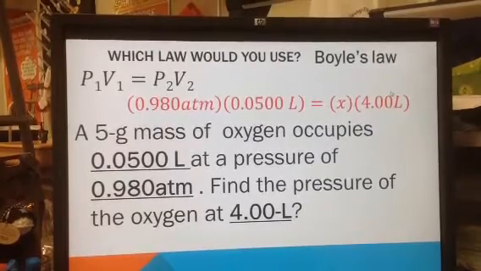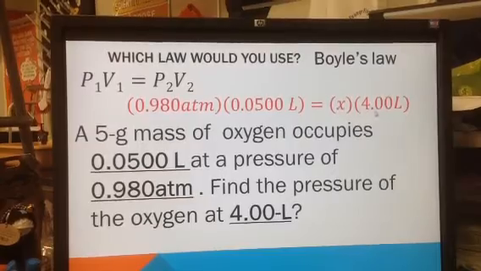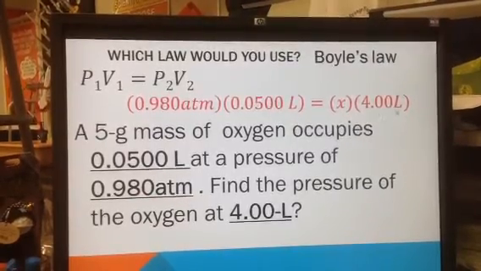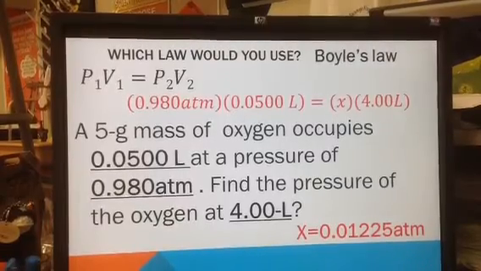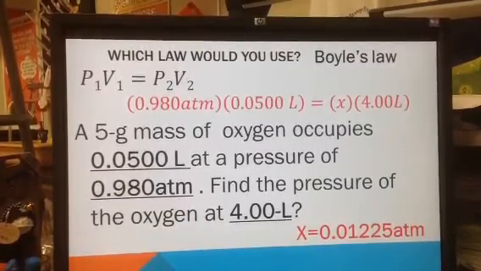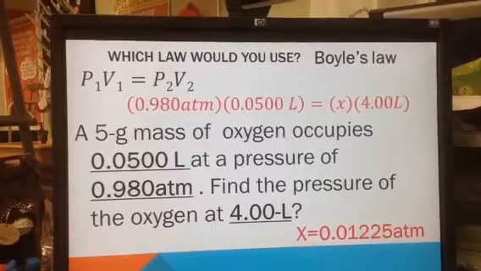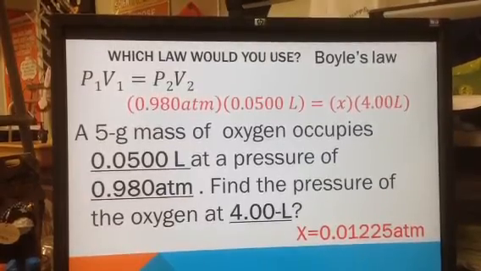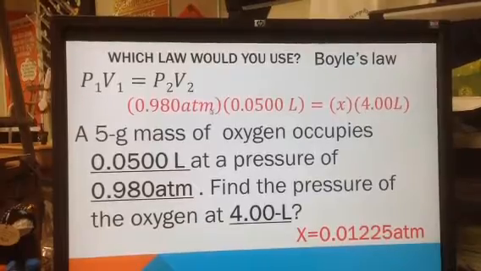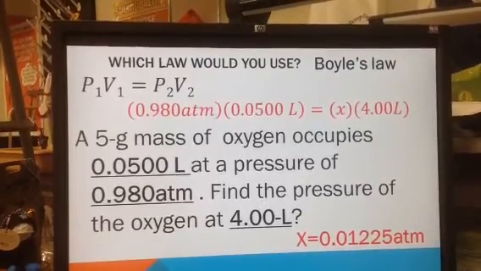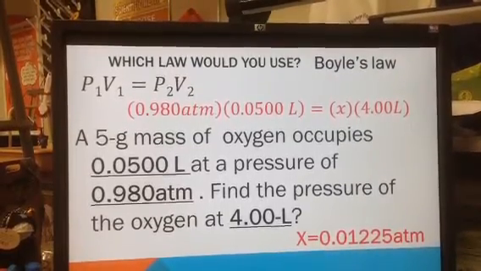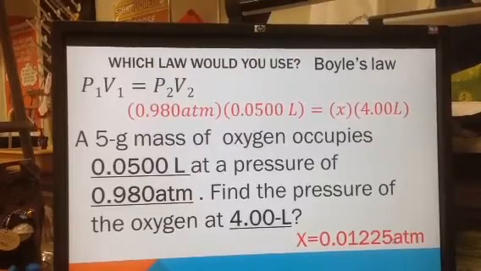To isolate my variable, I take both sides and divide it by this 4.00 liters. When I do that, my answer is 0.01225 atmospheres. How did I know my answer was going to be in atmospheres? It's the units on my original pressure. Whatever the units on your original pressure are, will be the units of your answer.